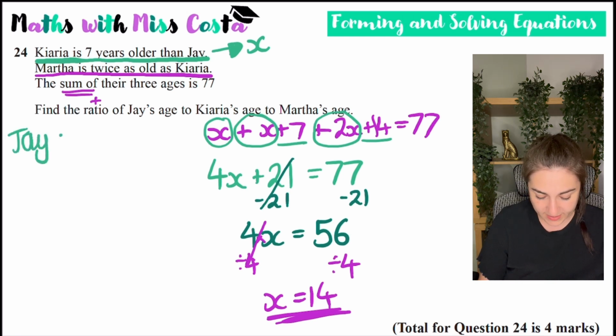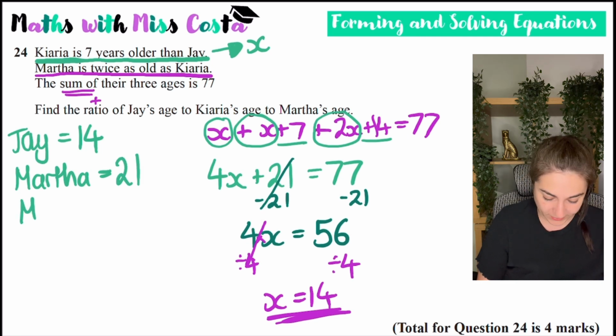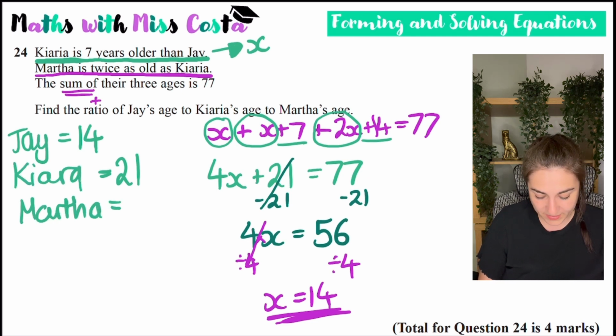So if I know that x is 14, let's start with Jay. I know that the expression for his age was x, so Jay is just 14. Kiara is 7 years older, so 14 plus 7 is 21. Sorry, I'm writing this all wrong. That was Kiara. And then Martha is twice as old as Kiara, so that would be 42.